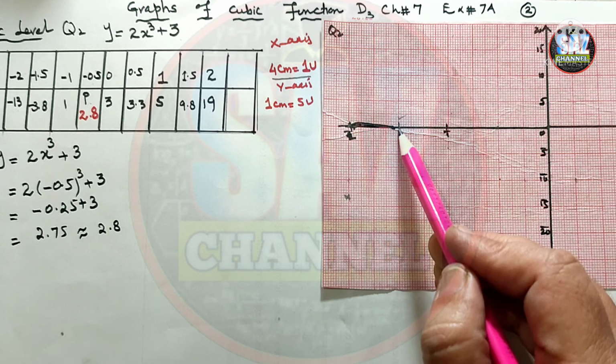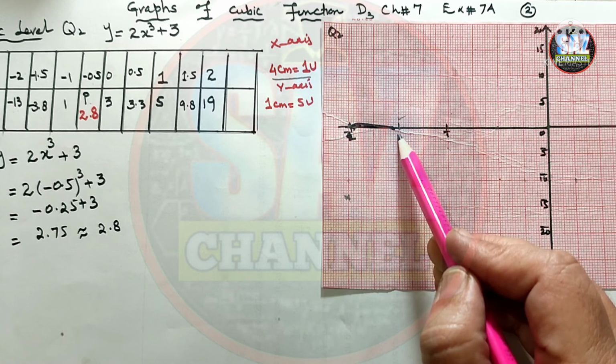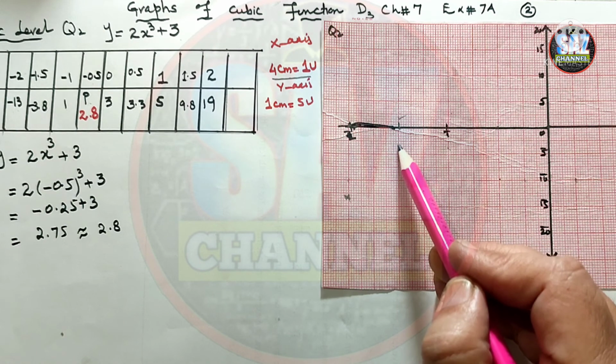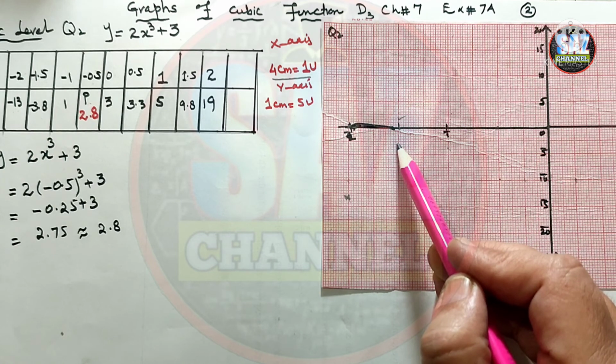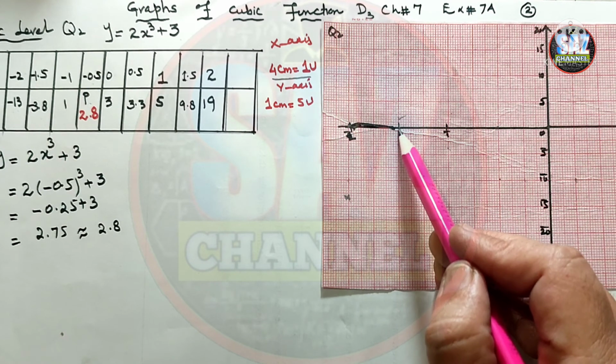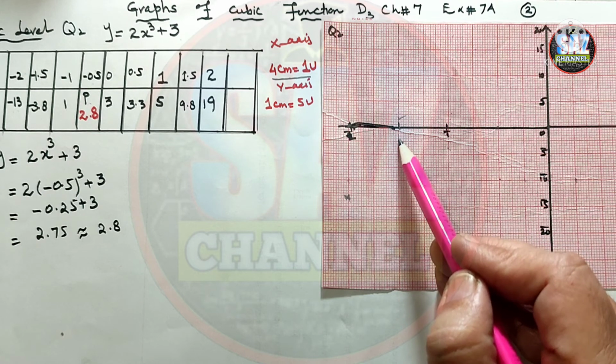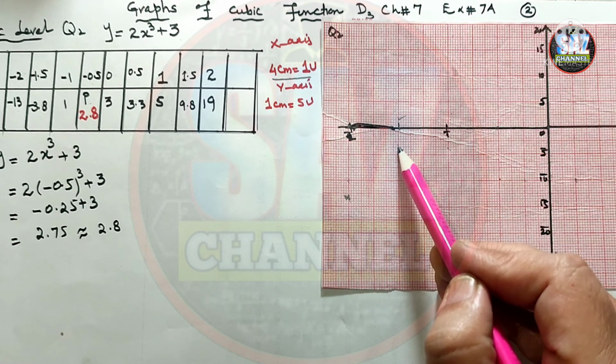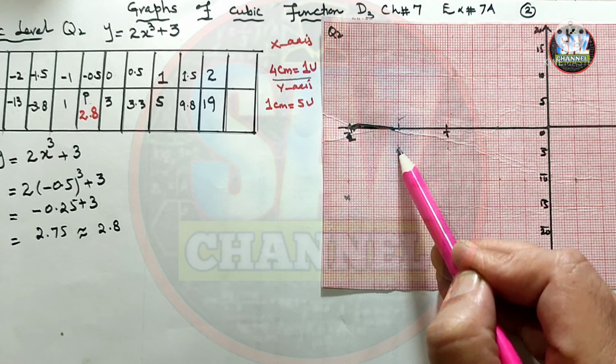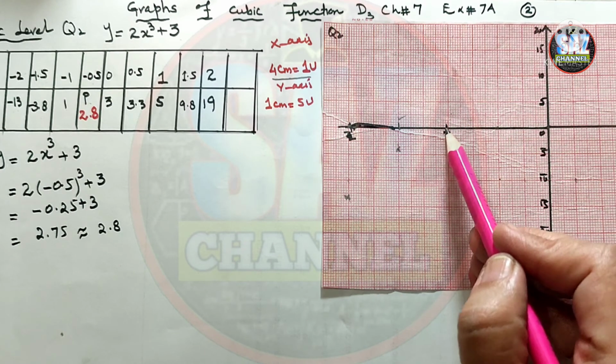So first of all, let me count: 1, 2, this is 1, 3, 4, 5, and this is 3. And one tiny block has the value 0.5. So almost the 7th block. Let me recheck: 1, 2, 3, 4, 5, 6 and 7 blocks. Okay, when x is minus 1, y is 1.